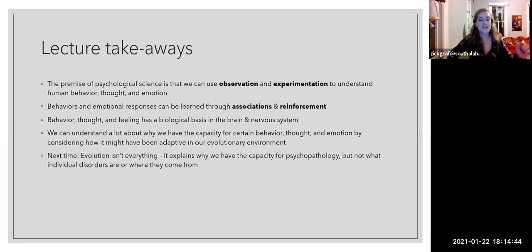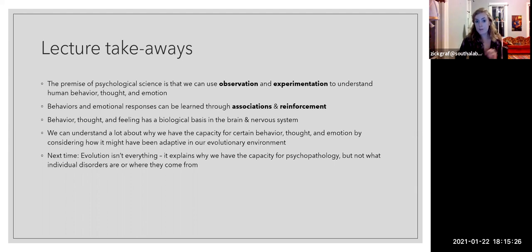Okay, so some takeaways from this lecture. The basic premise of psychological science is that we can learn about human behavior, thoughts, and emotion using the scientific method, observation and experimentation. Behaviors and emotional responses can be learned through repeated associations with salient stimuli or through reinforcement from the environment, either reward or punishment for behavior. That is the scientific evidence-based theory of behaviorism. It's also true that behavior, thoughts, and feelings have a biological basis. They physically exist within our brain and nervous system. Our conscious experiences are mediated by neurochemical processes.